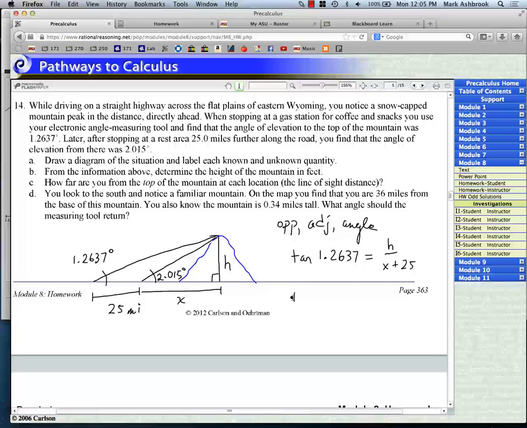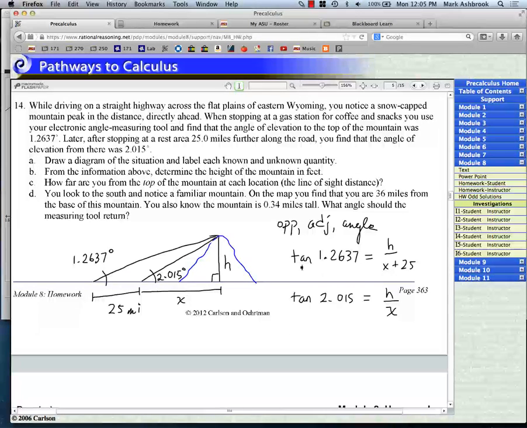Okay, and then tangent of 2.0 is our other triangle. Same opposite side, but now the adjacent is just x, right? Just x. Okay, so now we can simplify these and we're home free.